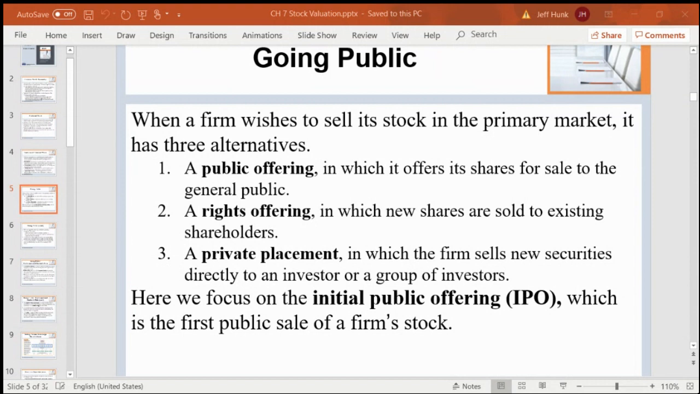Otherwise, it will only dilute the share price, right?